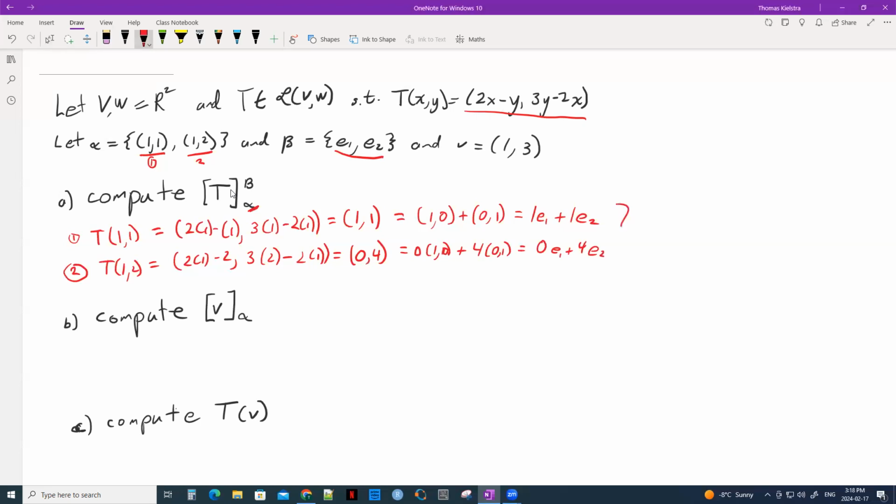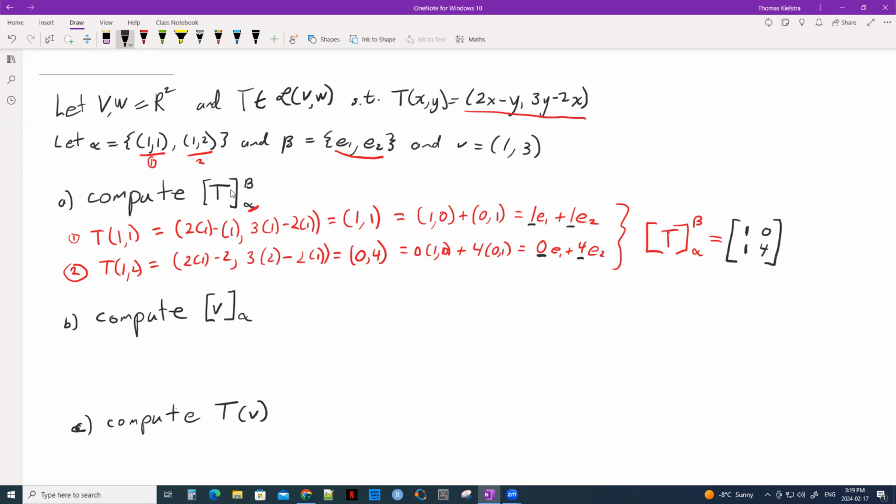Taking this information, I can get that T of alpha beta is equal to a matrix where I take the coefficients to make my columns. The coefficients make my first column (1, 1), and then these coefficients form my second column (0, 4). And there's my matrix representation.